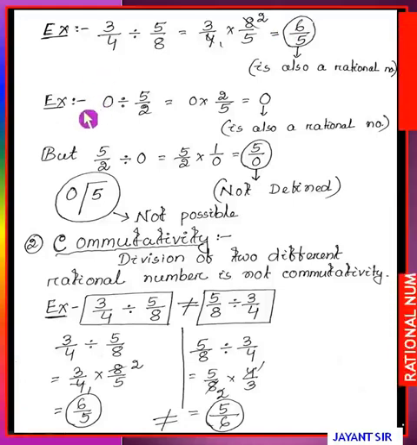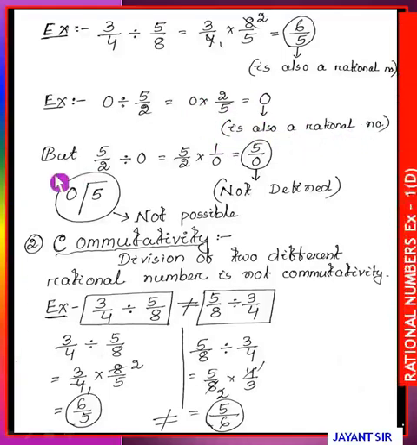Now if we are dividing 0, which is a rational number, by 5 by 2, like that we can do also. 0 divided by 5 by 2 equals 0 into its reciprocal, 2 by 5. That is 2 zeros are 0, divided by 5. 0 divided by 5 equals 0 also, which is also a rational number.